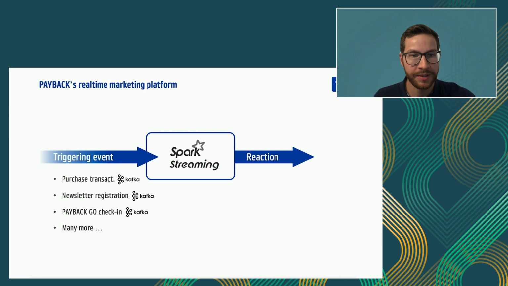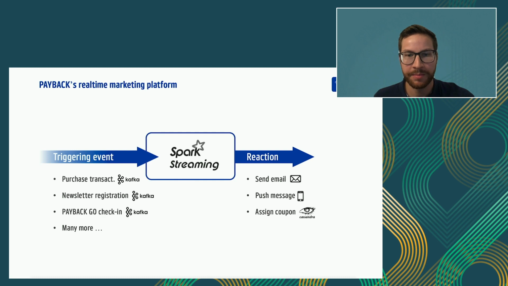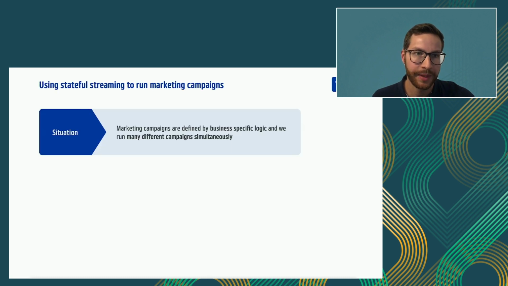The team has built a streaming system around Spark streaming, where we receive millions of events every day. We receive these events via Kafka and then react in real time, for example, by sending out an email, sending out a push message, or assigning a coupon. And this process of receiving an event and reacting on it is what we call a marketing campaign.